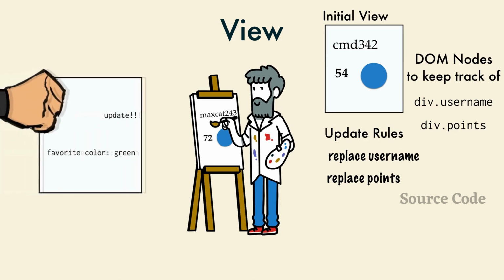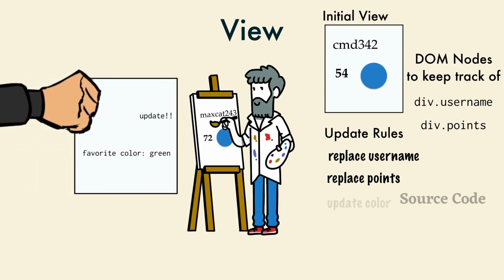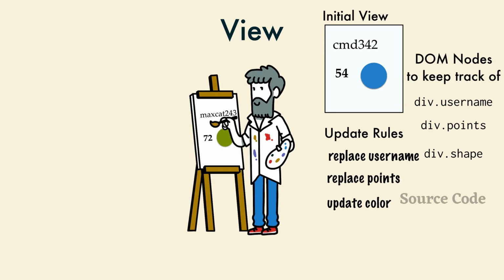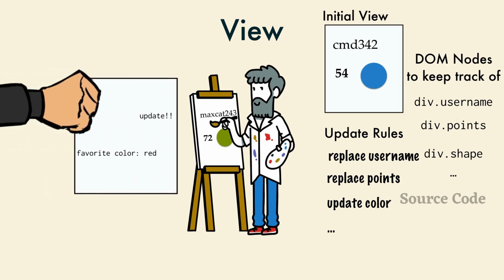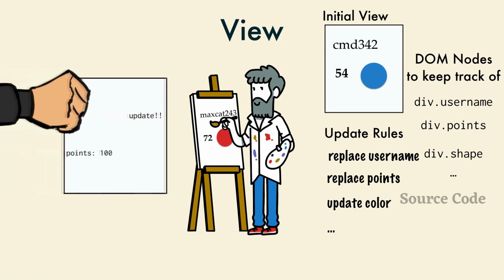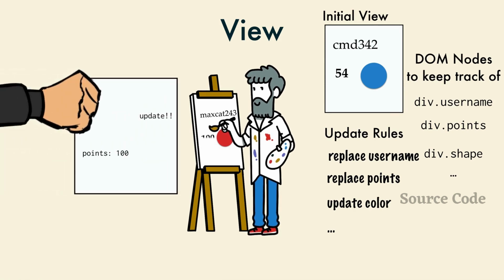Next, the model sent the View a new color. The View remembered yet another update rule and kept track of another DOM node. Then he changed the color right there on the DOM. The View thought that might be the end of the update rules, but they just kept adding up. He had to keep track of so much, and sometimes the order of the updates even mattered.